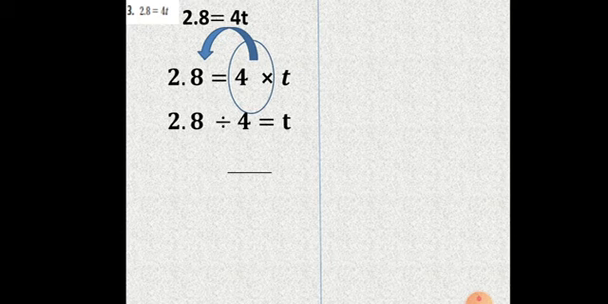Did you all circle the number with the symbol? Okay. Did you all move the number with the symbol and make it opposite to the other side? So did you all get 2.8 divided by 4? Okay. So now you have to divide it.